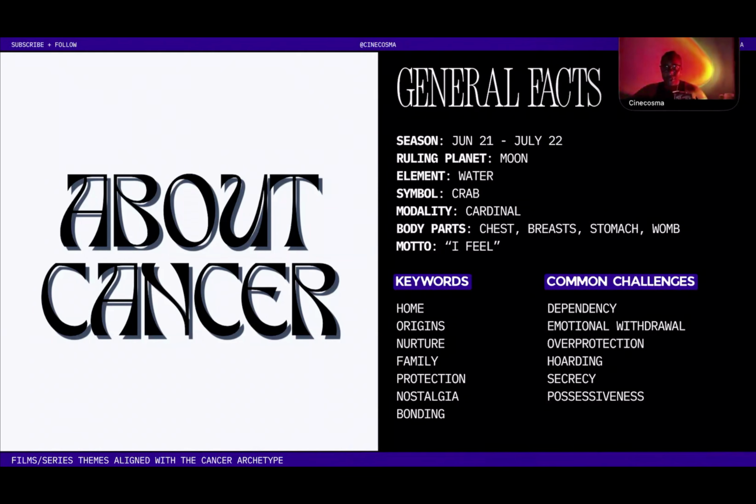So at the top, where you see season, ruling planet, and element, you can take a quick look at those. I'm not going to really discuss those because they're not going to play much of a role in this particular series, but knowing even those basic facts will still be important in general. So feel free to take a look at that and make a mental note. But what I want to discuss is the keywords and the common challenges, and you can see both highlighted on the screen. These keywords are words that quickly summarize the Cancer zodiac sign in a few words.